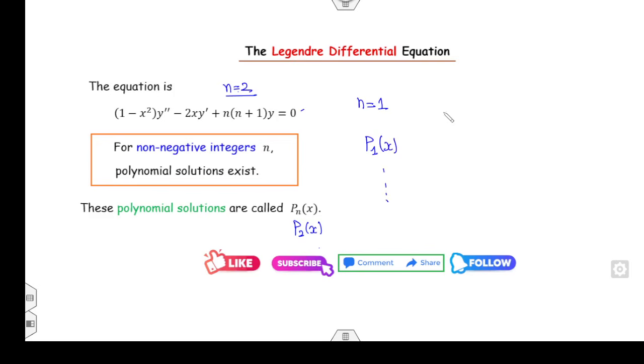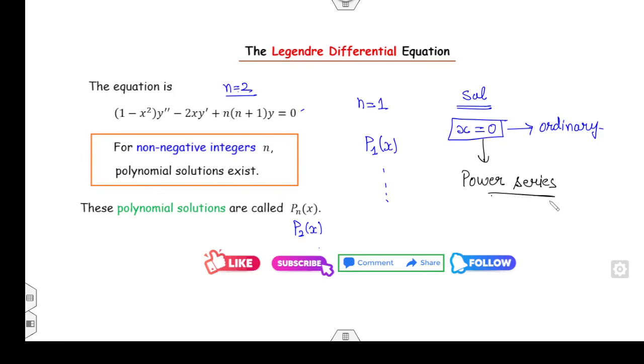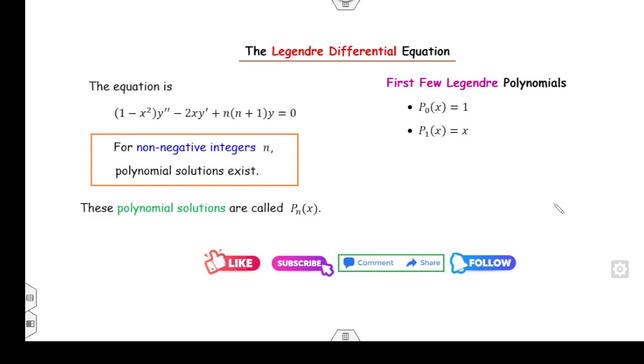Clear? And how can we find the solution? How can we find the solution? Corresponding to x is equal to 0, clearly x is equal to 0 is my ordinary point. Fine. And once you have an ordinary point, you can apply the power series method to get the solution. Fine. And I will explain its solution also in this lecture series.